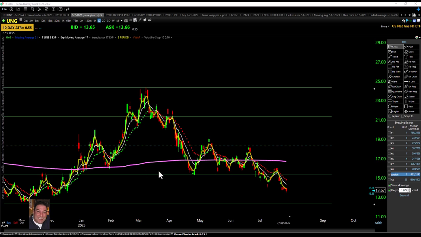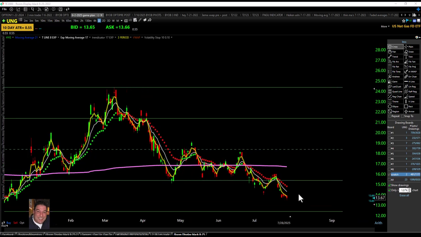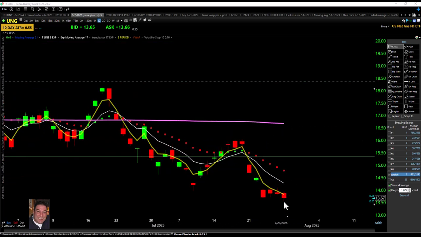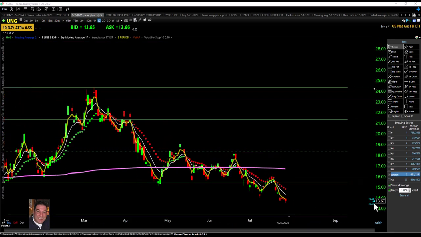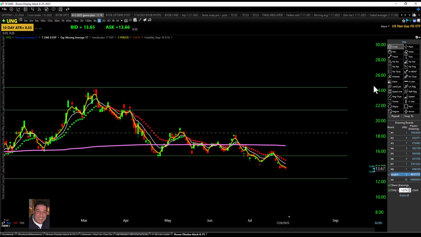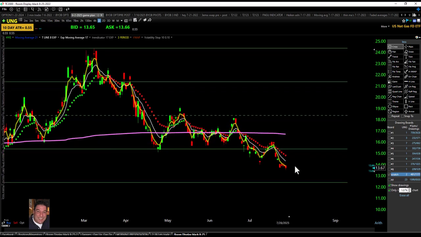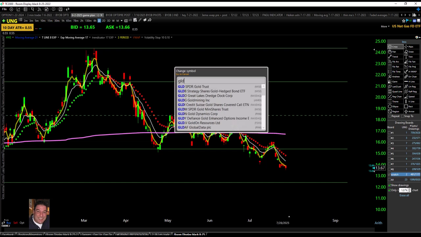All right, you can see they failed to get back over the neckline. Price action today: lower high, lower low, closing under the bearish trap, under the falling 17, all the way down here. That's quadrant 1, so that's bearish and in a downtrend. All right, UNG. Let's take a look at GLD and SLV, that's gold and silver.